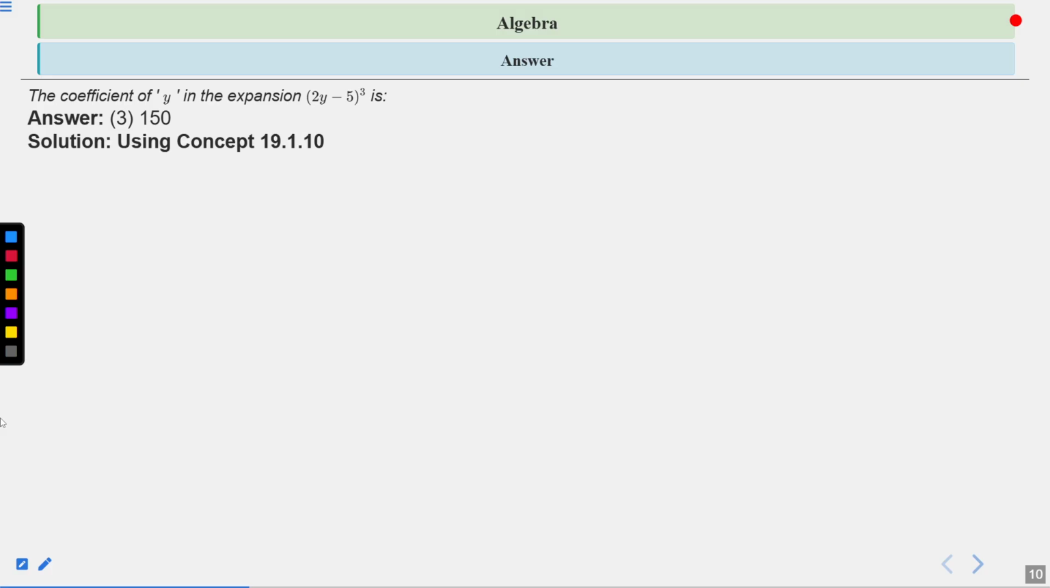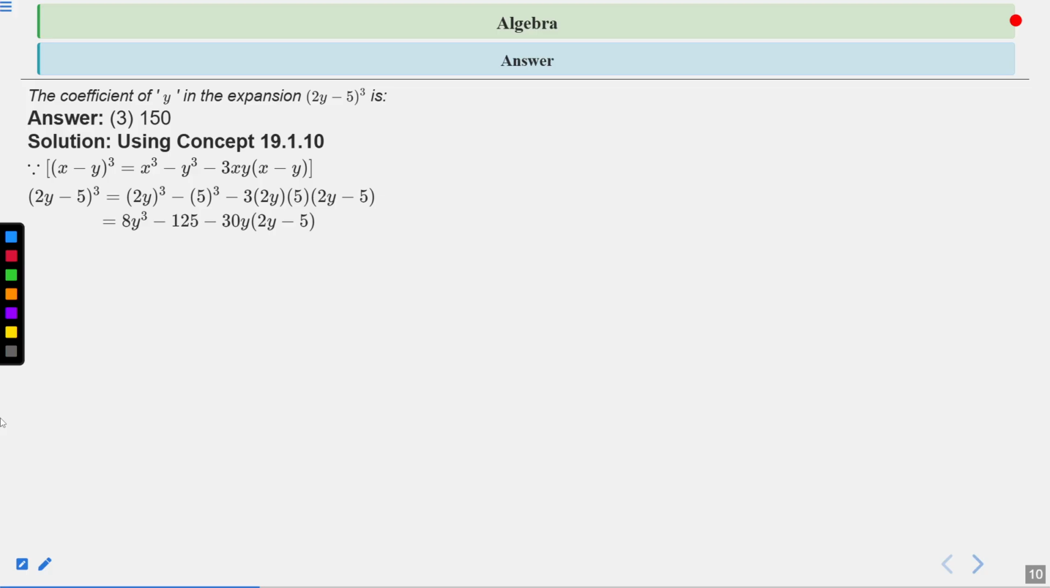Now see the detailed solution using concept 19.1.10 in this question. (x minus y) whole cube equals x cube minus y cube minus 3xy into (x minus y). Putting the value, we get (2y minus 5) whole cube becomes (2y) cube minus 5 cube minus 3 times a and b. So put 3 into 2y into 5 multiplying by a minus b, which is 2y minus 5.